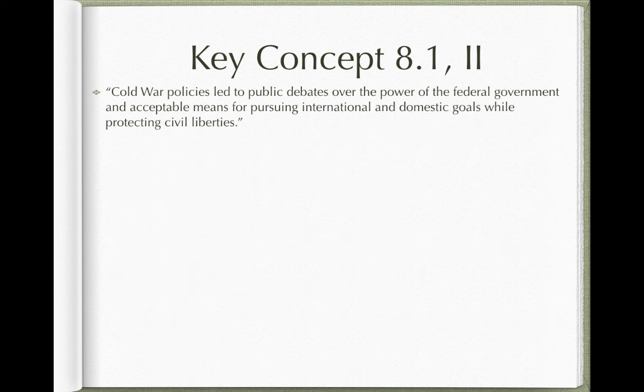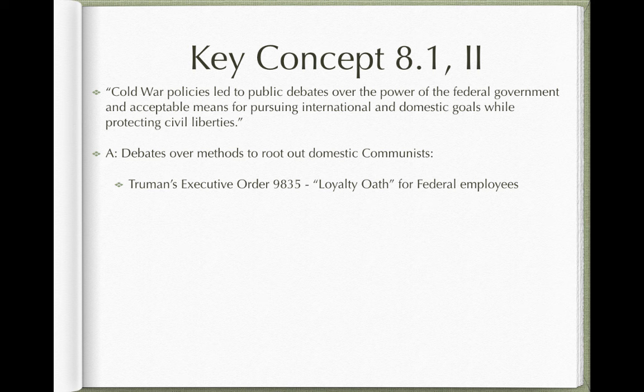Let's go to Roman numeral 2. Cold War policies led to public debates over the power of the federal government and acceptable means for pursuing international and domestic goals while protecting civil liberties. So there will be debates over methods to root out domestic communists. And this will be especially true in the late 1940s, early 1950s. So President Truman will issue Executive Order 9835. This was a loyalty oath for federal employees. So all federal employees had to pledge loyalty to the United States and confirm that they were not communists.